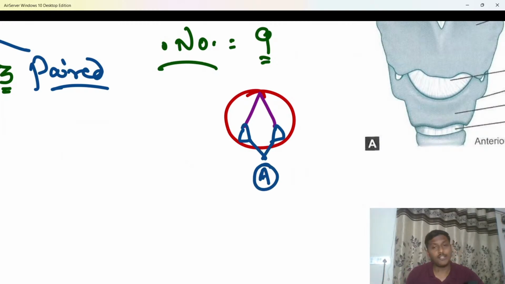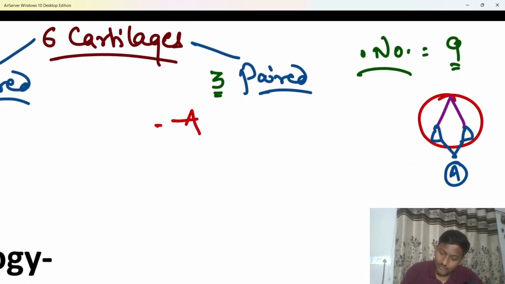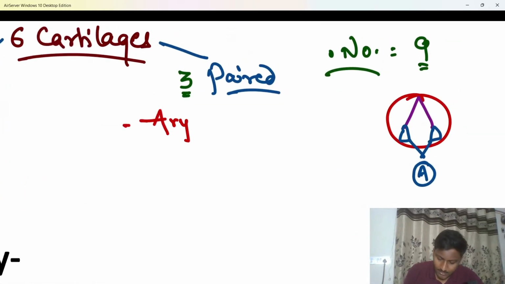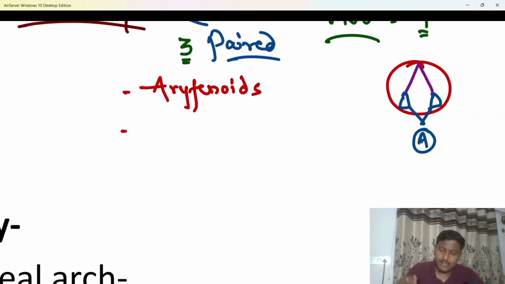These ones are known as arytenoids, beta. Got it? So please remember the first pair of cartilages is nothing else but arytenoid cartilages. Okay, second ones, they are sitting on top of the arytenoid. The remaining two pairs, these are sitting on top of the arytenoids, beta, sitting on their head. So the first one is called as corniculate cartilage.